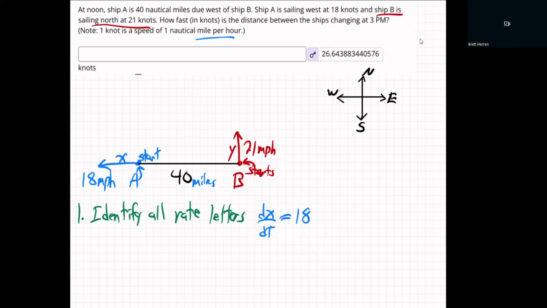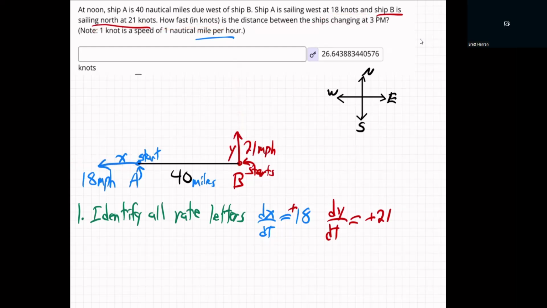So we'll say that dy/dt is positive. These are both positives. They're growing, right? Y is growing 21 miles every hour, and X is growing 18 miles every hour. Okay, so we got those two things that are moving, because 18 and 21 knots. How fast, okay, that's not its rate again, is the distance between the ships changing?